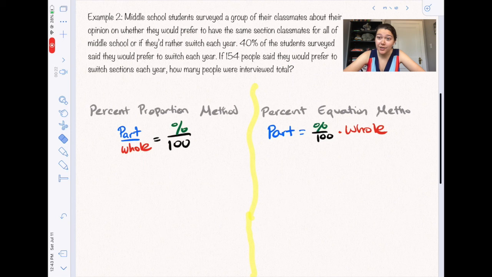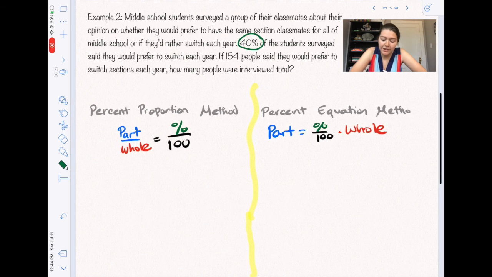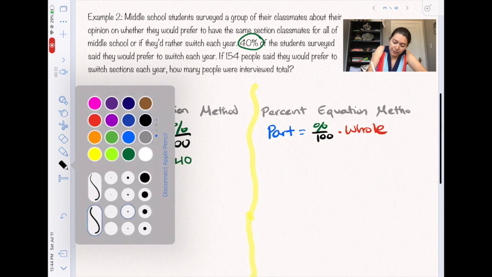Okay, so there's a lot going on there. There's a lot of words, but we just need to break it down. What information are they giving us? And then we can solve for the missing piece. Okay, so again, the percent is always easy to find. We're told that 40% of the students surveyed said they would prefer to switch. That's going to be my percent.